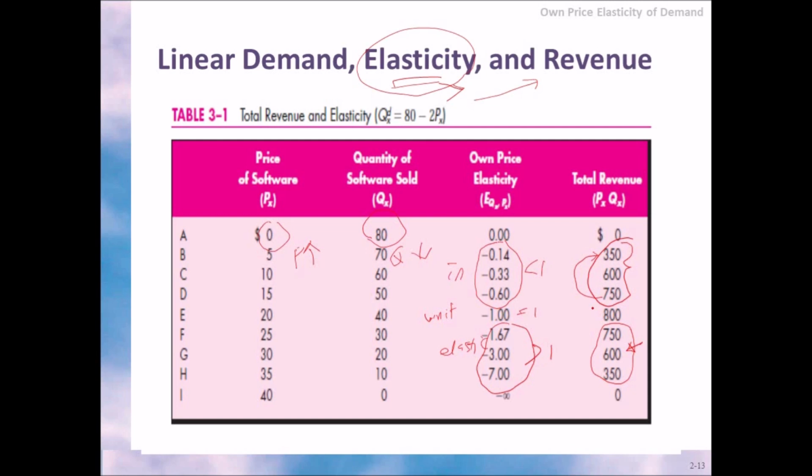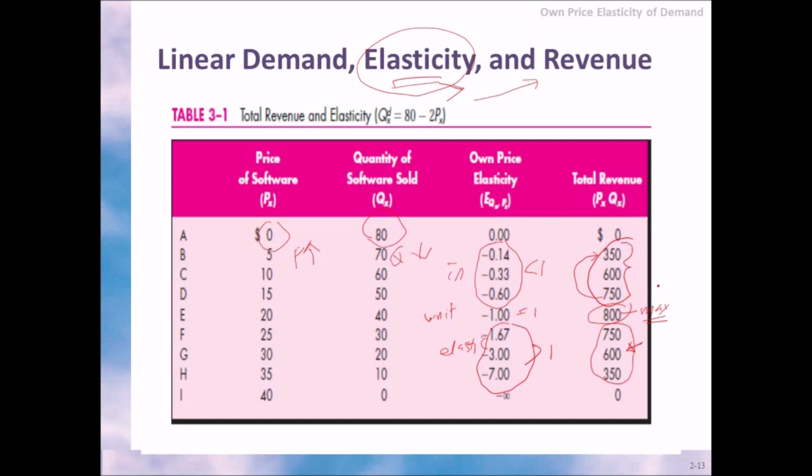It's not that all the time if you reduce your price, it's not necessarily you will get more revenues, because it depends on whether the demand of your product is elastic or inelastic. If it is unitary, you see that here is the point where your revenue is maximum.